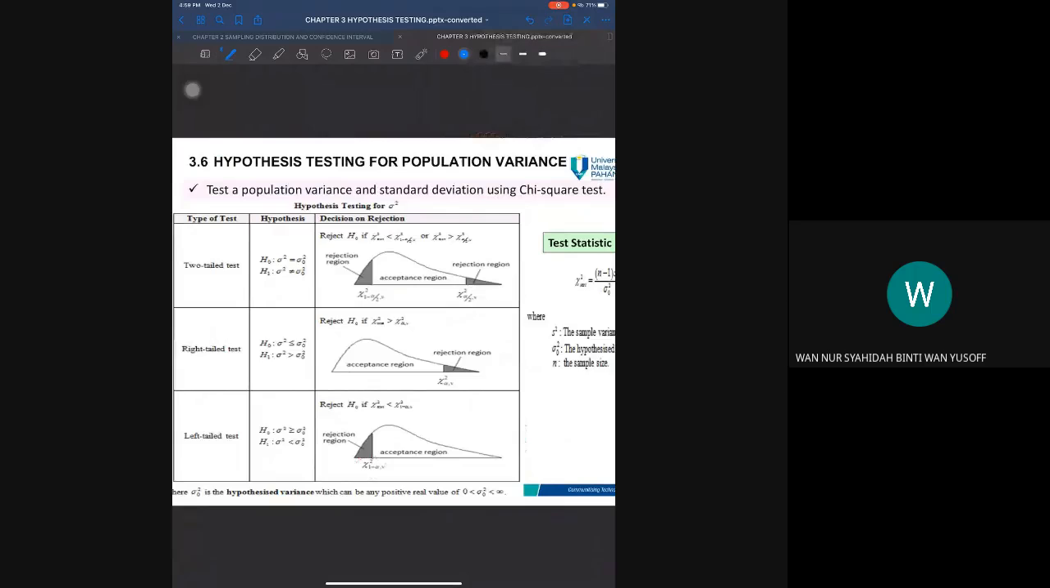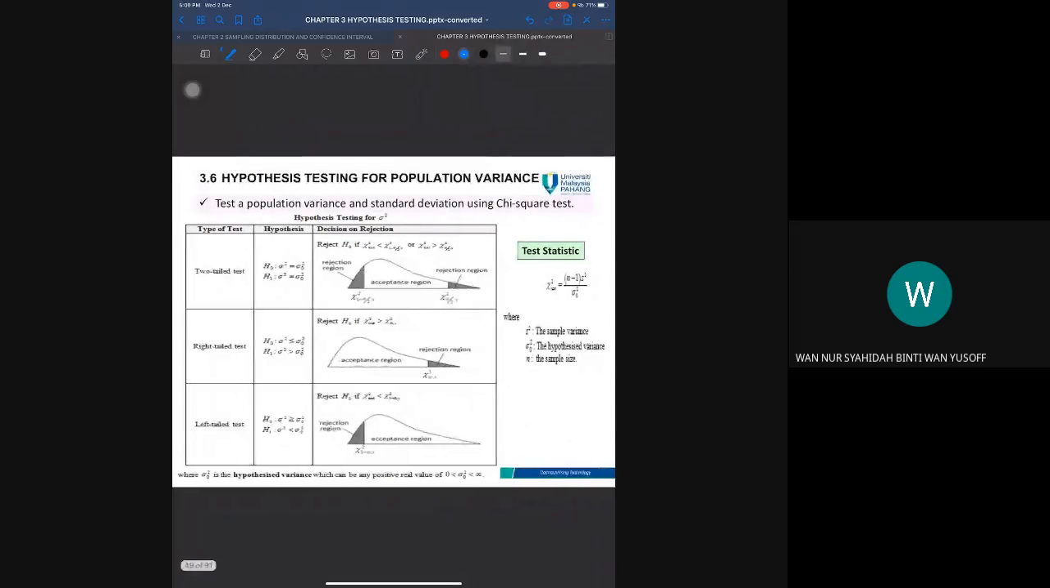Betul ke tak soalan ni? Test nampak different je sebaliknya.